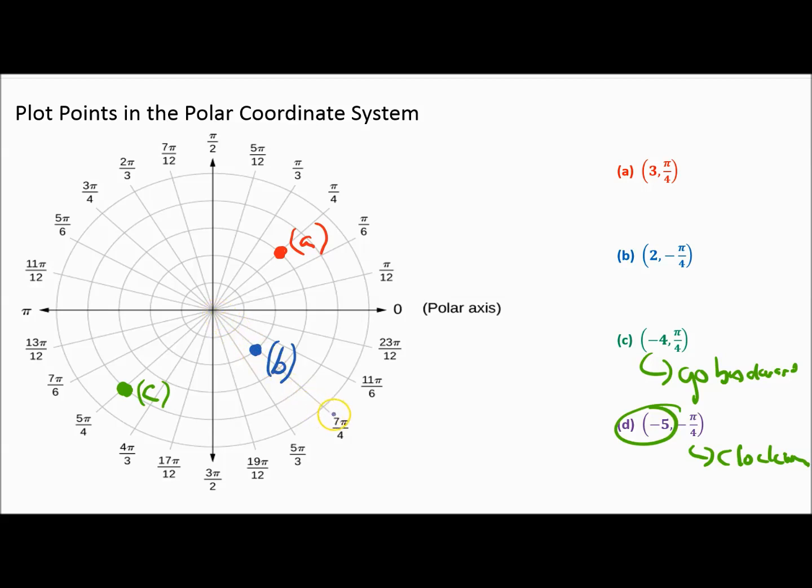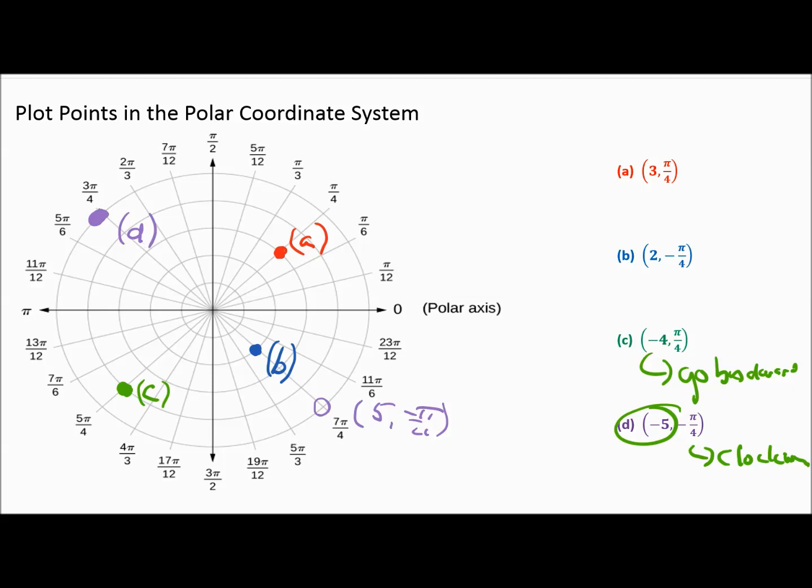Now if that said positive 5, negative pi over 4, I would count 1, 2, 3, 4, 5. I would be right here. Okay, I'm going to put a little open circle right there. That's not it. If I labeled it, that would be positive 5, negative pi over 4. But if I want to go negative 5, negative pi over 4, first again I find negative pi over 4, this angle here, but if I count negative, then I'm going backwards, 1, 2, 3, 4, 5. So this guy right here is our point D, which is again negative 5, negative pi over 4.